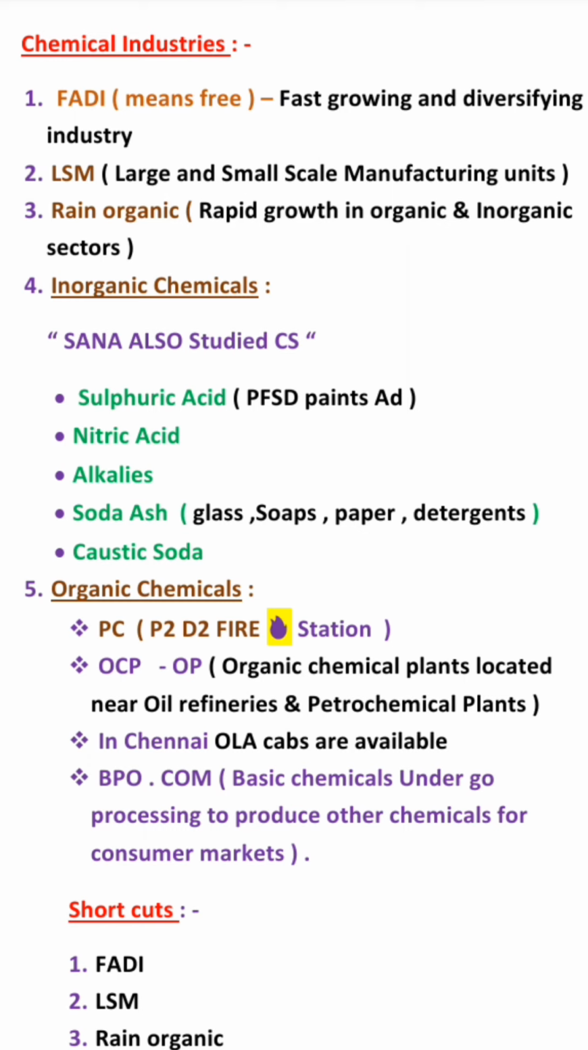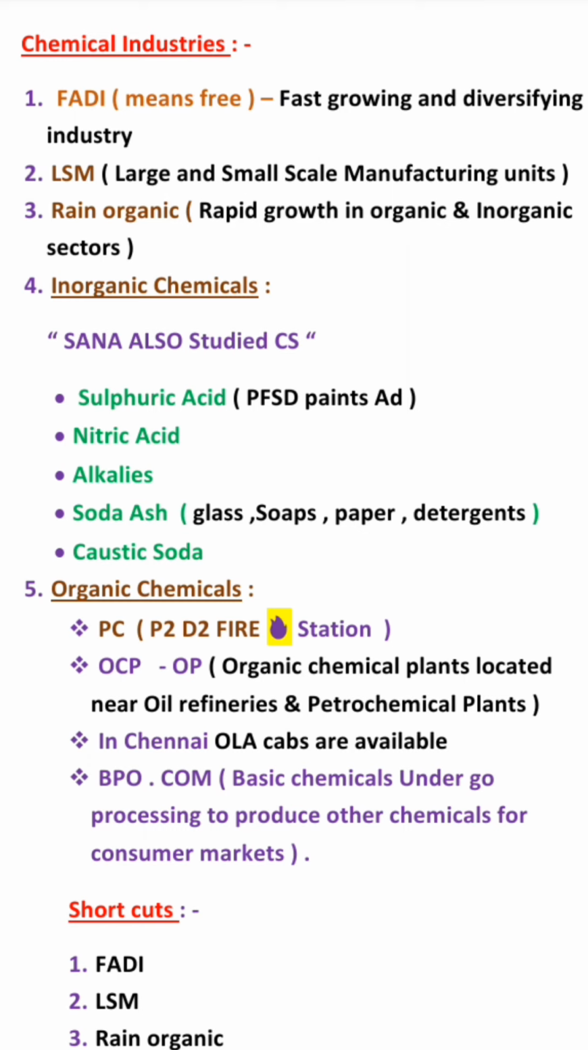Then next one is BPO.com. BPO.com means basic chemicals undergo processing to produce other chemicals, that is BPO. Then .com means it is used for consumer markets. So these are important points. Some other points are given inside the brackets, so let's see that also.